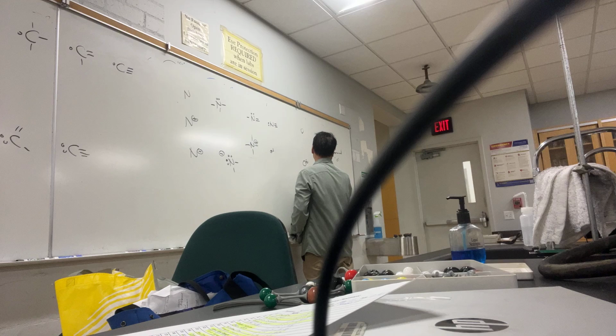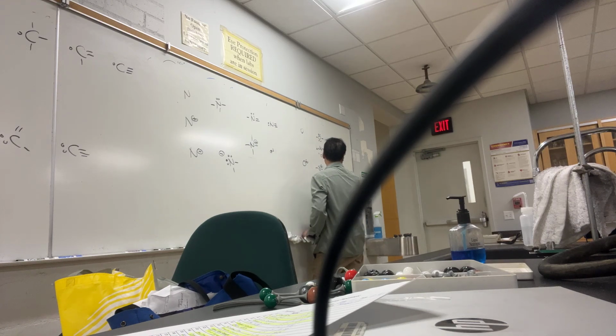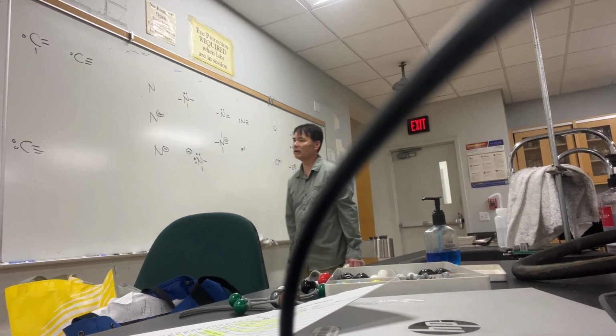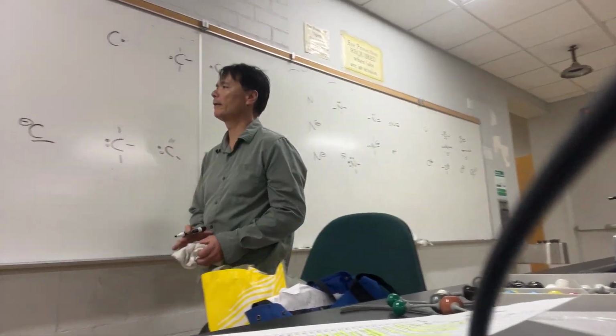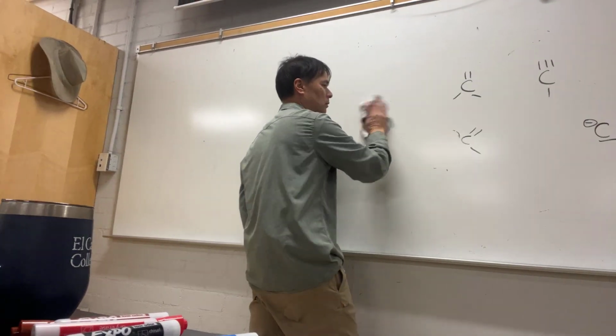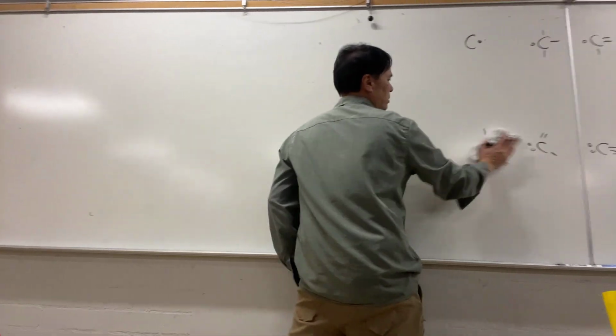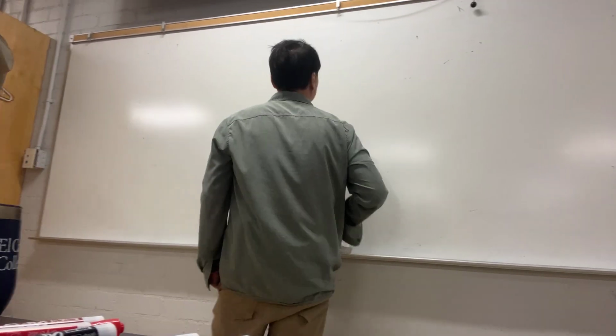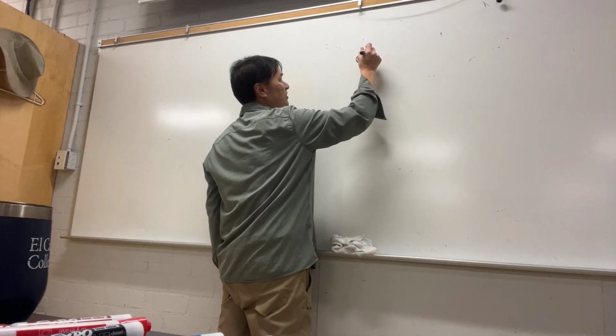So we'll do one more structure and leave it at that. The last structure we're going to do is carbon monoxide, CO. Carbon has 4 electrons, oxygen has 6 electrons, so that gives us a total of 10 valence electrons. And so we'll complete the octet to the oxygen first. So that's 2, 4, 6, 8, and then 2 more electrons gives us 10.